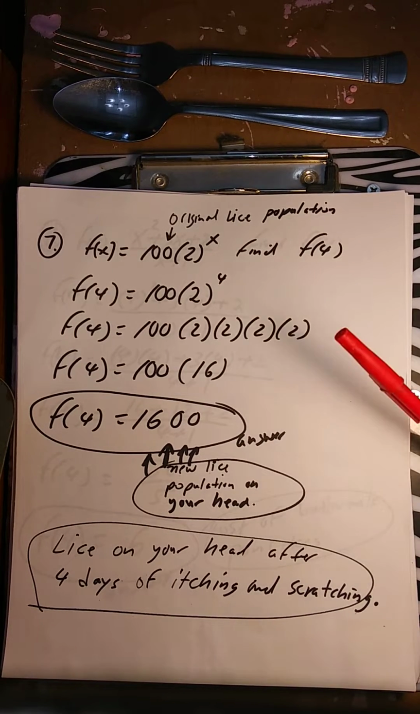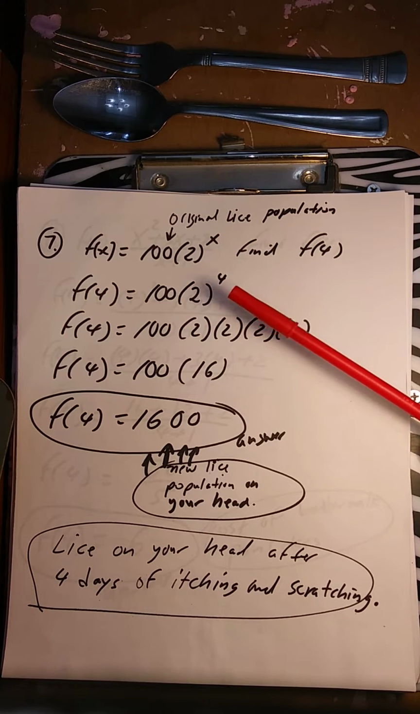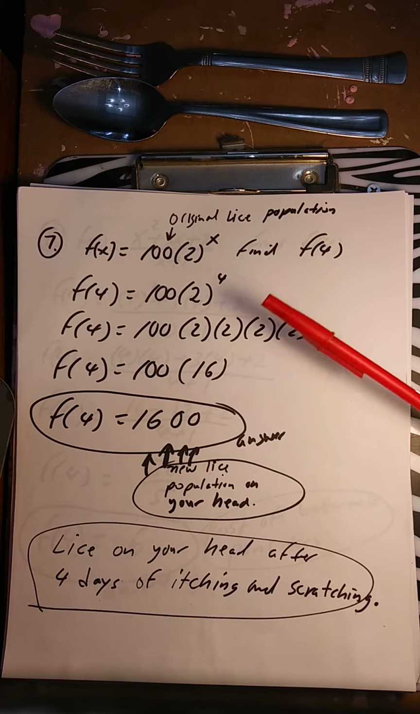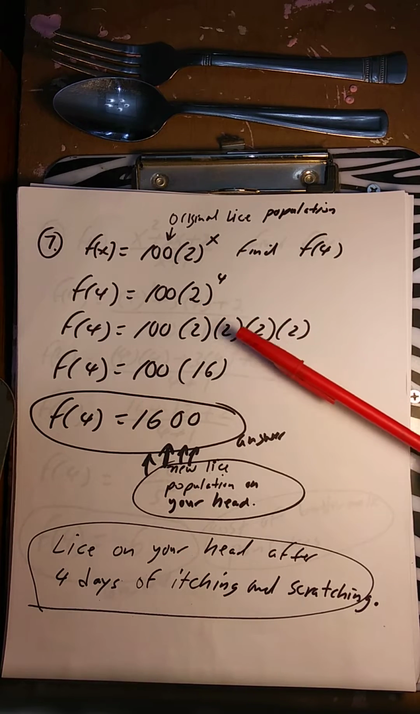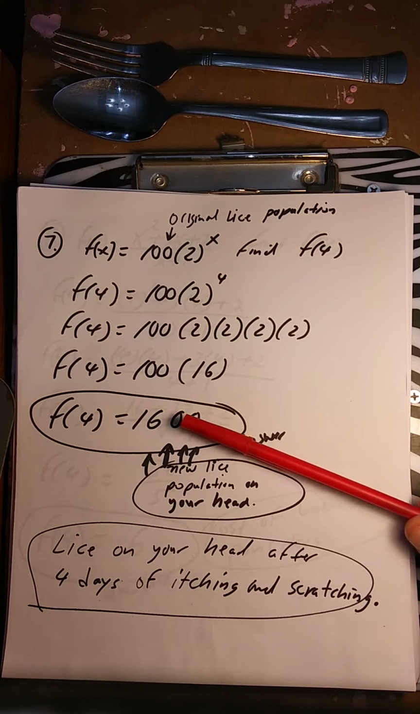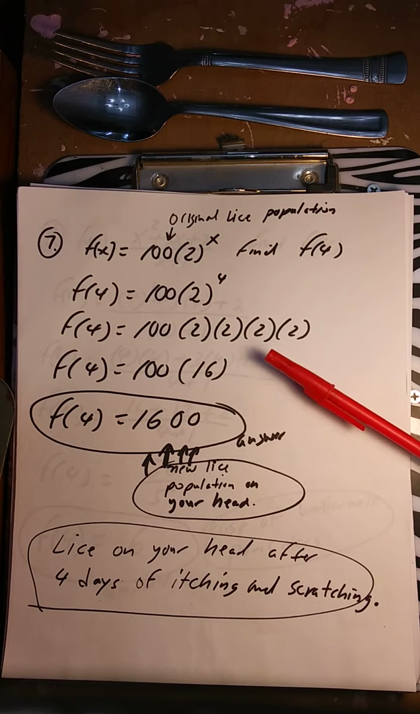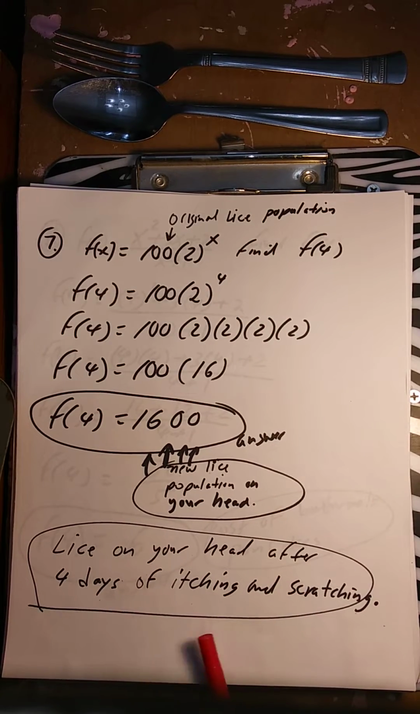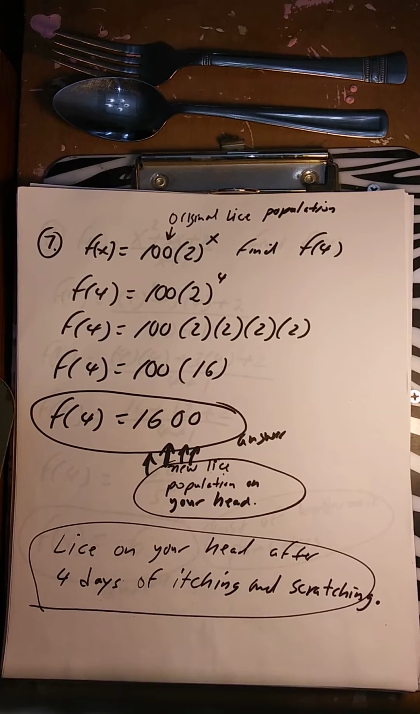Original lice population infestation in your head. You got 100 of them. Find f of 4. What's going to happen 4 days from now? Well, you know what's going to happen. They're going to multiply exponentially. So 2 times 2 times 2 times 2 is this right here. That's going to be 16, times that is going to be 1,600. So if you had 100, now you have 1,600. So that's lice on your head after 4 days of itching and scratching.